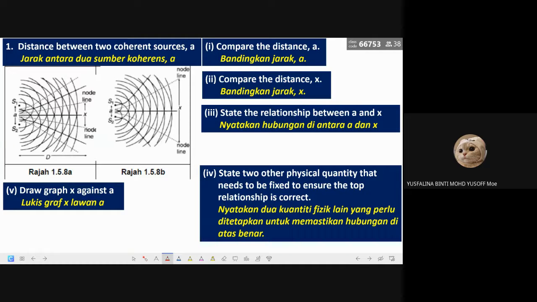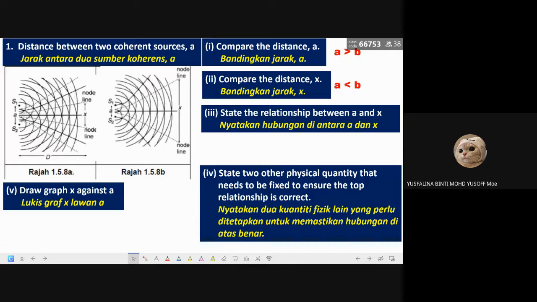Okay, so the next part, distance between two coherent sources. For a, it asks you to compare the distance. In the diagram, you can see diagram 1.5.8b is further than diagram 1.5.8a. So b is further than a. How about the distance x? Here you can see the distance x for 1.5.8b is higher. So b is higher than a.